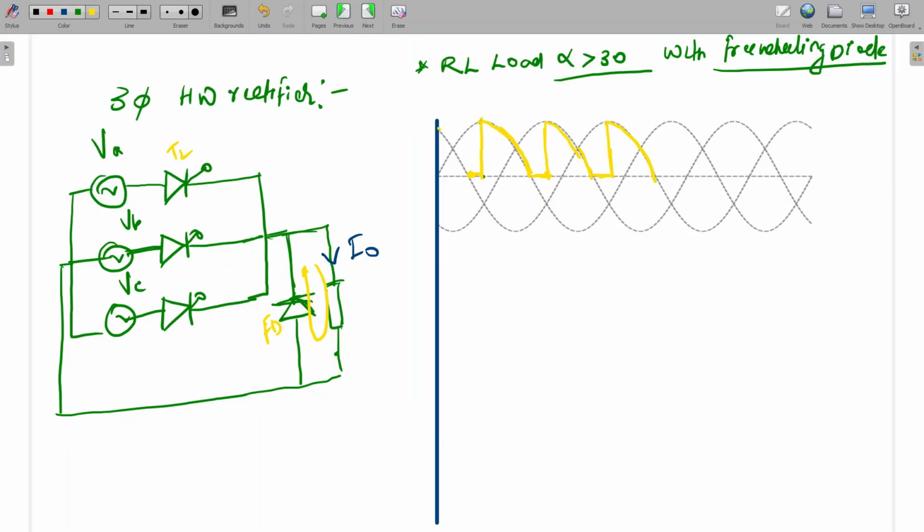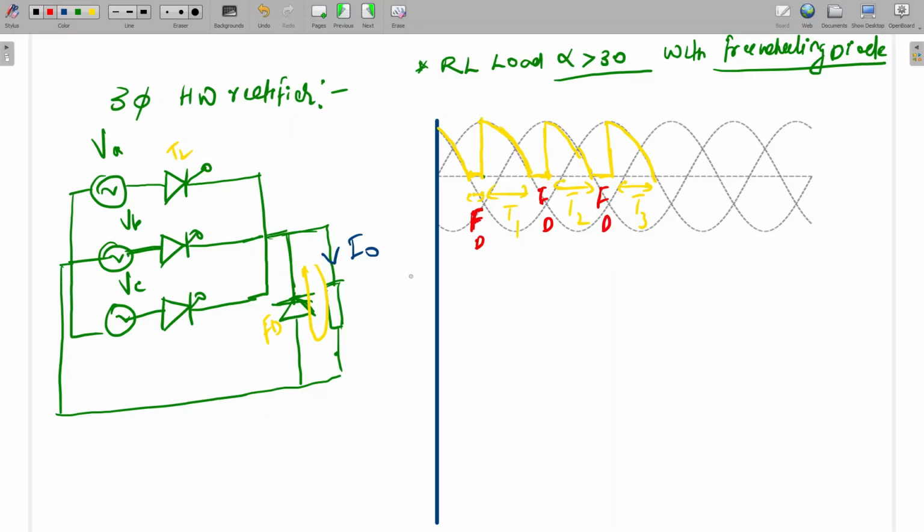Similarly, in this case the output voltage looks similar to the resistive load. Is it the same? Yes, sir. Okay. So in this part T1 is conducting, here to here T2 is conducting, and here to here T3 is conducting, and the freewheeling diode is conducting here. In this zero voltage part, here FD is conducting, here also FD is conducting, and here also FD is conducting.